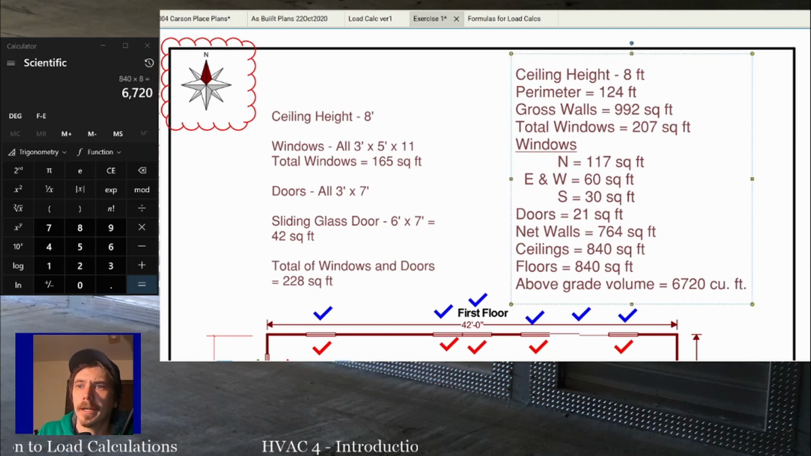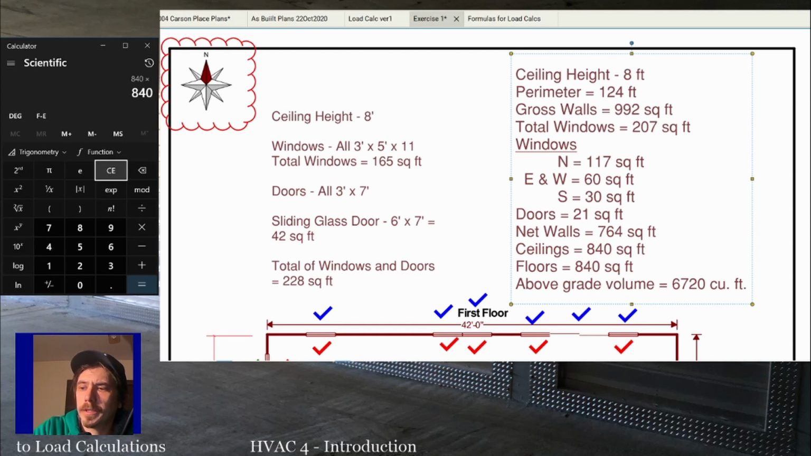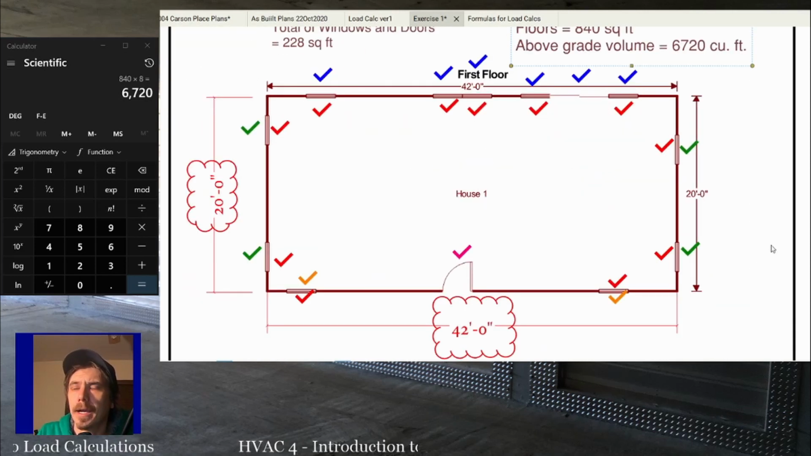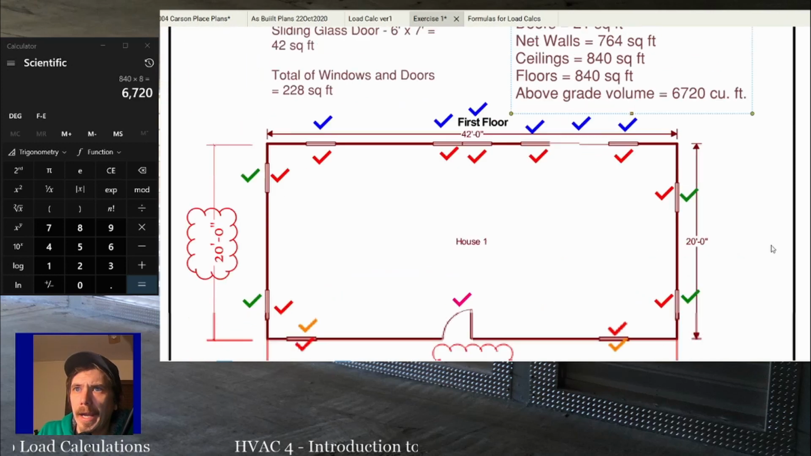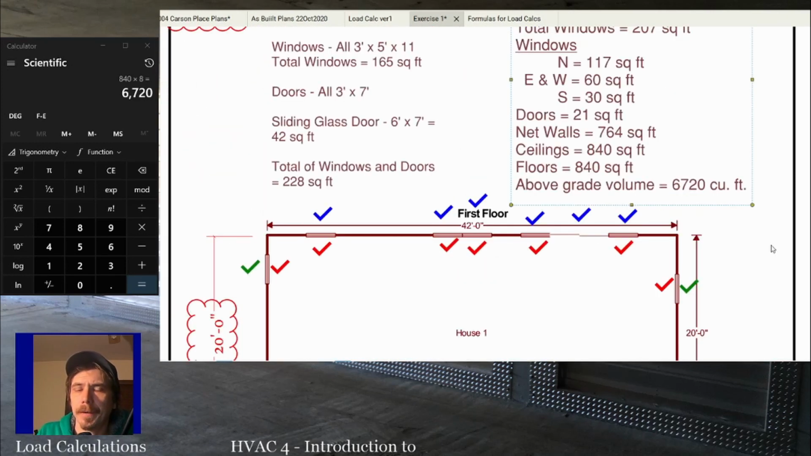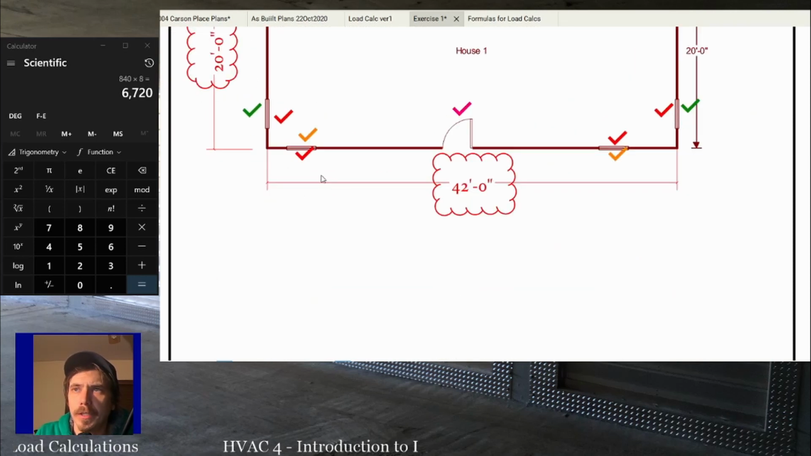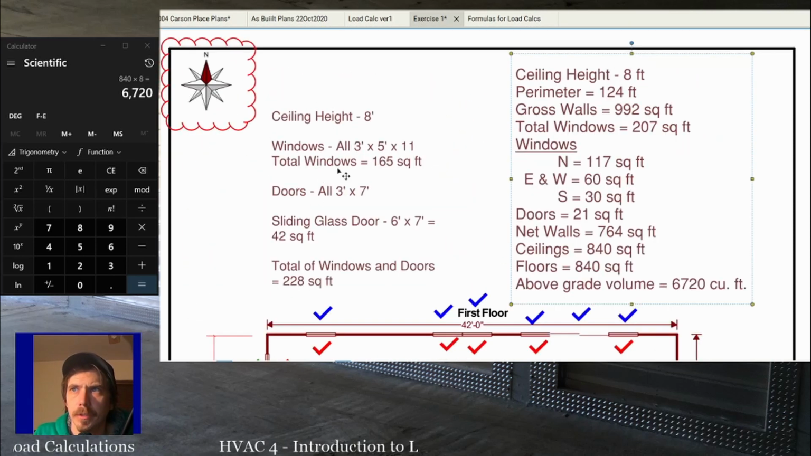We'll double check that now. Make sure we did our math right the first time. 840 times 8 gives us 6,720 cubic foot of volume in the house. And that's everything that you need to be able to get before you even start doing a load calculation. You get all these numbers written down and you're ready to rock. Now you can crack open your Manual J and do everything else.